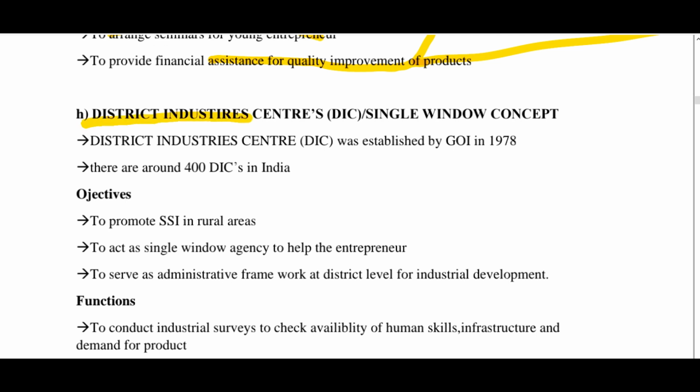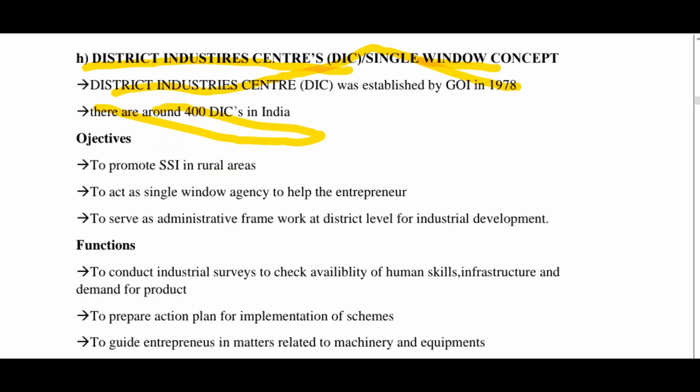District Industry Center, DIC. It is an important question. Whenever this type of question is asked, this is the first thing they would ask. Or the single window concept. It was established by the Government of India in 1978. There are around 400 DICs in India. It is to promote small scale industries, to act as a single window agency. The single window agency in Bangalore is Bangalore One or Karnataka One. These are established by the Government of Karnataka to provide assistance in government activities like Aadhaar card, PAN card, etc., to serve as an administrative framework at district level.